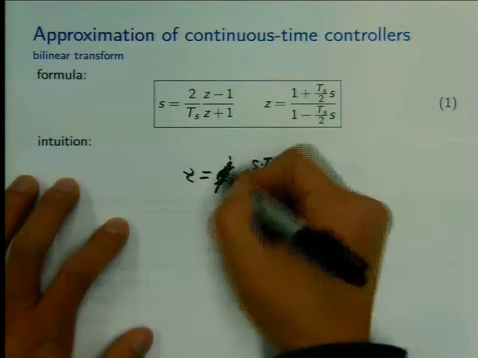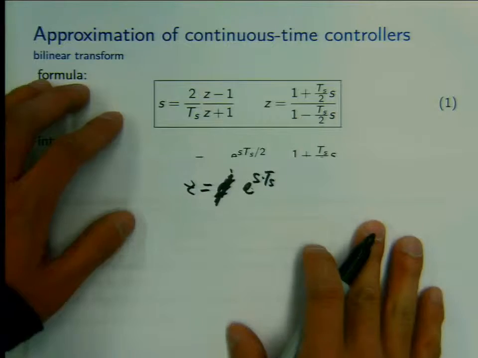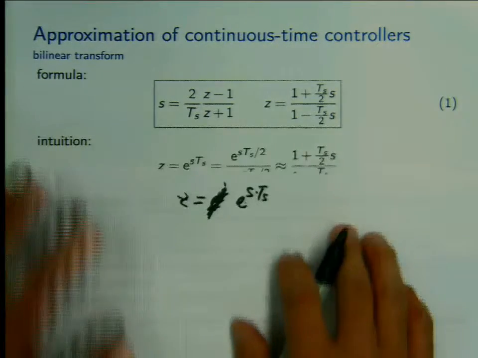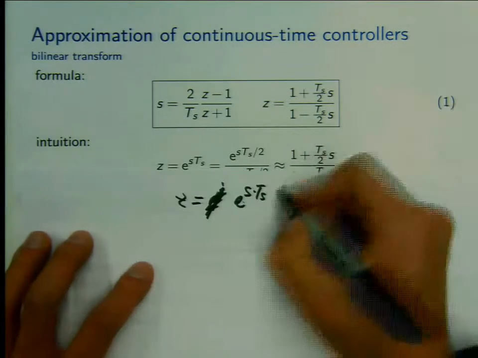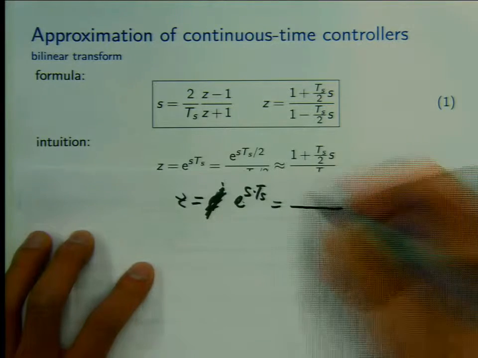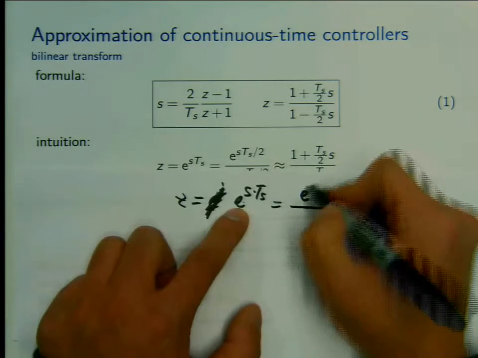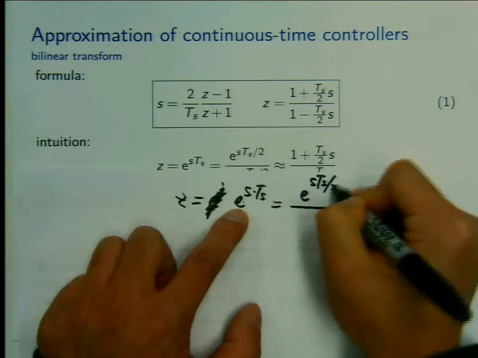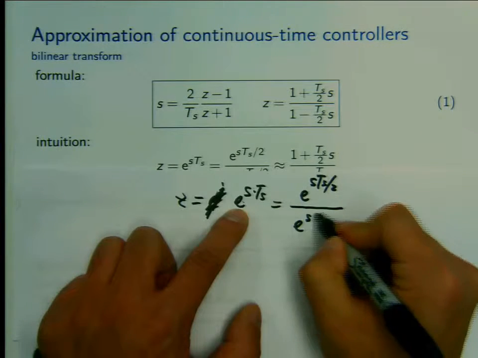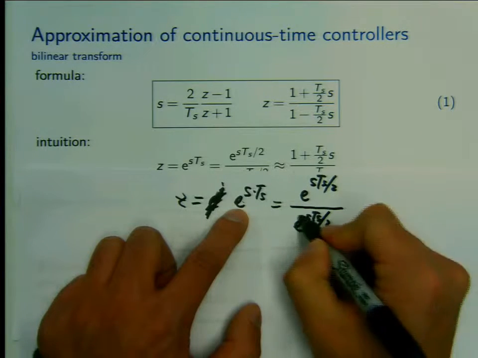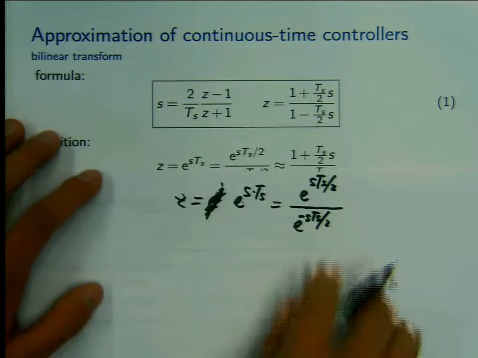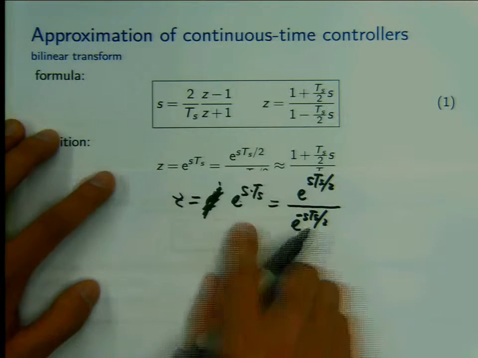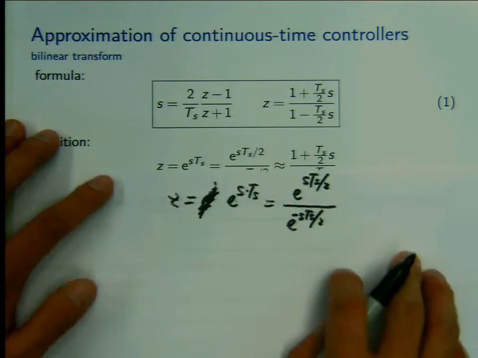Yeah, this is sufficient. So in discrete time systems, z is related by this. And then if you do very simple algebra, z equals e^(sTs/2) divided by e^(-sTs/2). Just to break this exponential function into two parts.